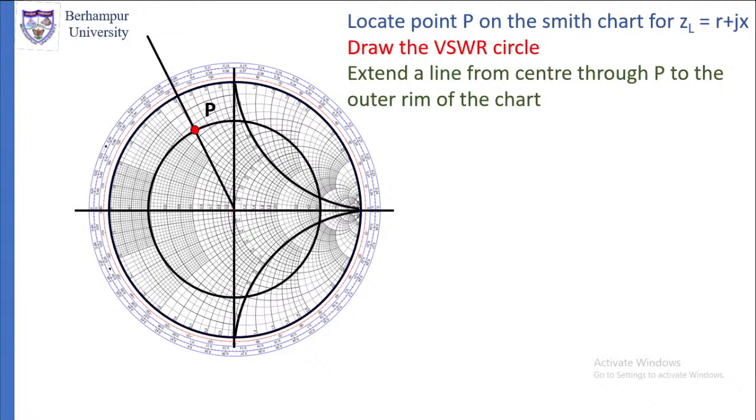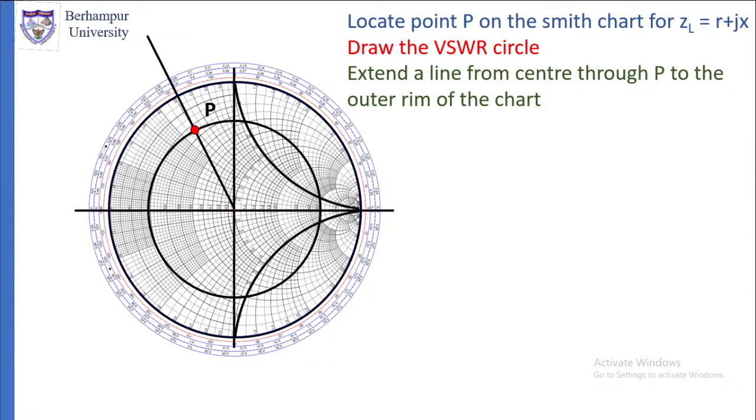Okay, and now, take a Smith chart. On this Smith chart, locate the point P so that P represents the point ZL equal to R plus jX. How can we locate P? First, we will identify the constant resistance circle which corresponds to small r. So first identify that circle.